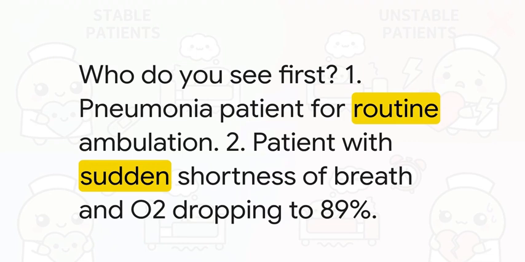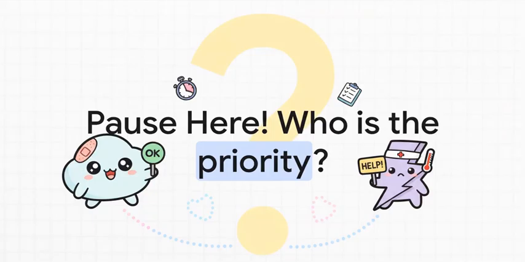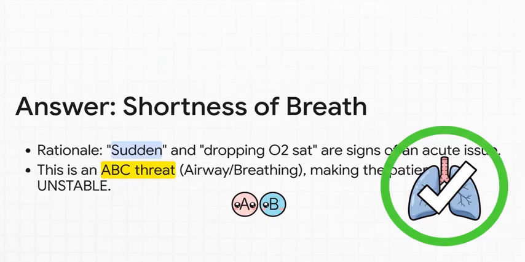Okay, next up. Who do you see first? A patient with pneumonia who's just scheduled for a routine walk? Or a patient who is experiencing sudden shortness of breath with an O2 sat that's dropping down to 89%? Take a moment here. Who are you running to first? For sure, it's number 2.